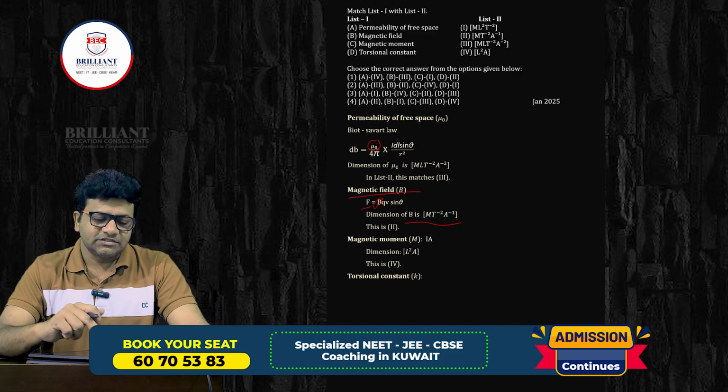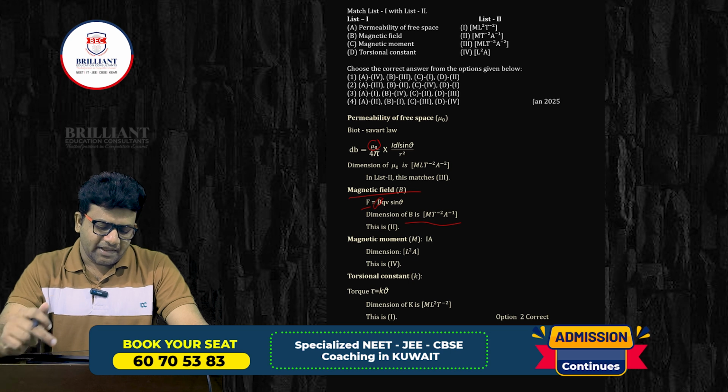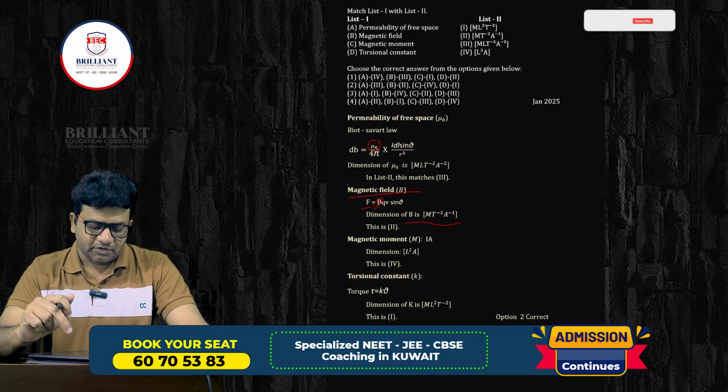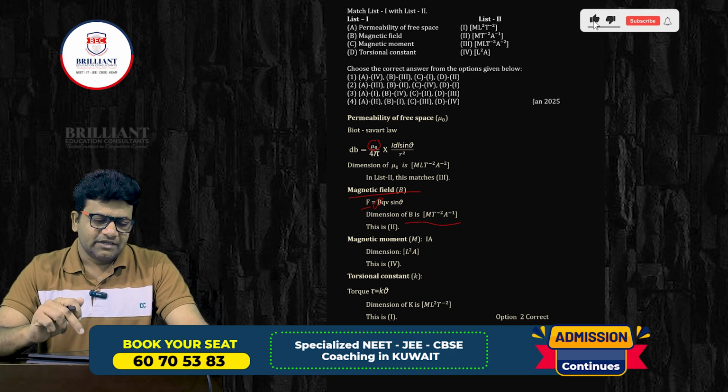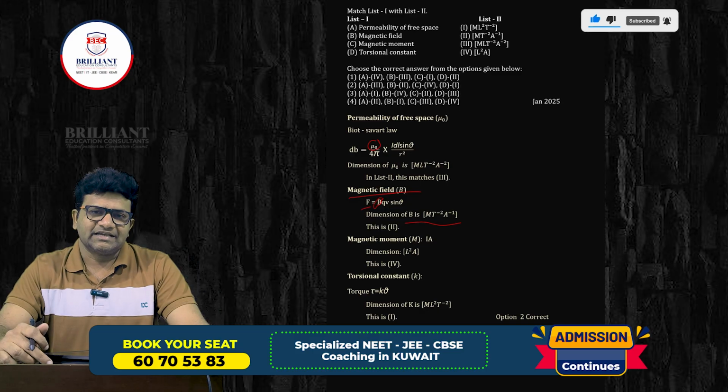Then next is torsional constant. We know the equation of the torsional constant, that is torque is equal to k theta, where tau is the torque, theta is the angle, k is the torsional constant. By substituting the dimension of torque, that is M L square T power minus 2, and theta having no dimension, we get the dimension of k as M L square T power minus 2. So this is the first one in list 1. So option 2 is the correct answer.